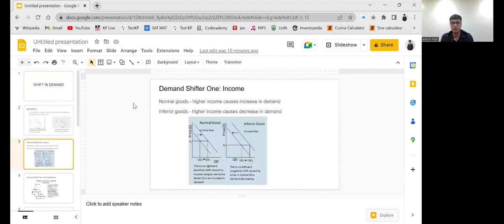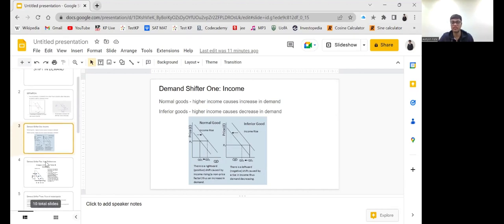First is income. For normal goods, higher income causes an increase in demand. So let's say your income increases, so you tend to go to restaurants more often. This will shift the restaurant demand curve to the right. Inferior goods is basically higher income causes a decrease in demand. So let's say your income rises, you tend to buy cheaper cars less. So this will decrease the demand for cheaper cars, thus shifting the curve to the left.